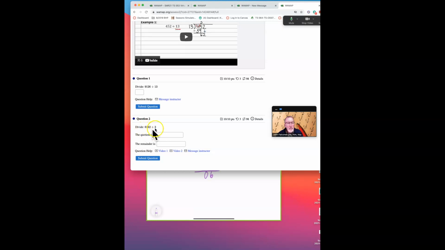Do you know the rule for divisibility by 3? You'll be learning that soon if you haven't already memorized it. If all the digits in the number added together are divisible by 3, then the number will be divisible by 3. 6 plus 1 is 7, plus 4 is 11, plus 2 more is 13. 13 is not divisible by 3, so this number is also not divisible by 3. So that means you will have a remainder.